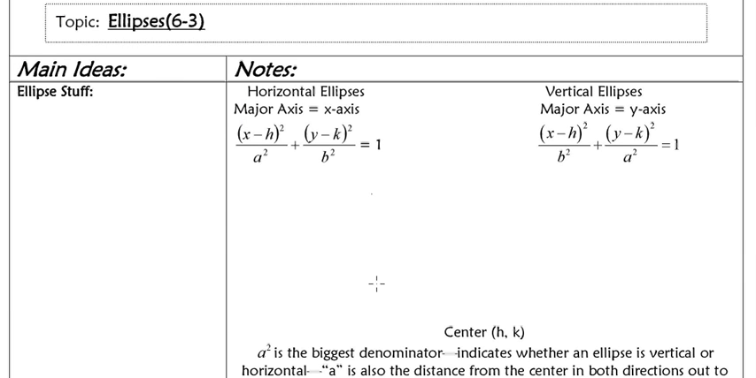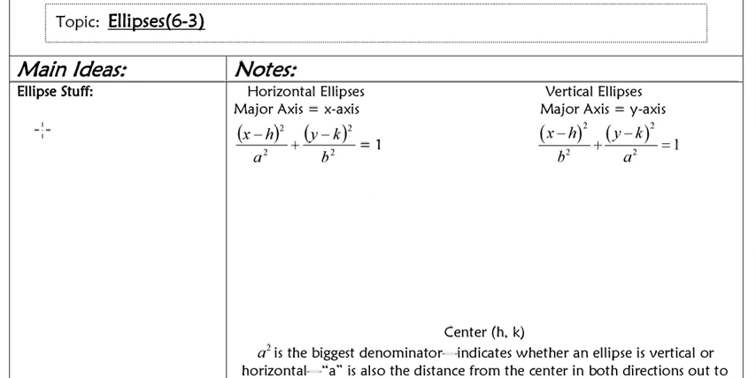All right, here we are with ellipses. And ellipses are very similar to circles. They are just kind of stretched out circles. And so I want to start by rewriting the equation of a circle.